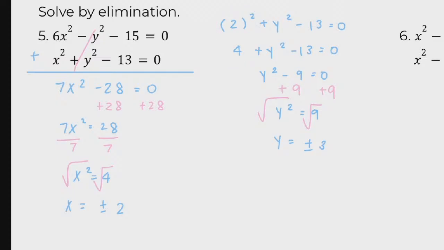So there are actually 4 answers for this one. There's 2, 3, 2, negative 3. And if we plugged in negative 2, we would get the same answers. So negative 2, 3, and negative 2, negative 3. So these 4 points are the solution.